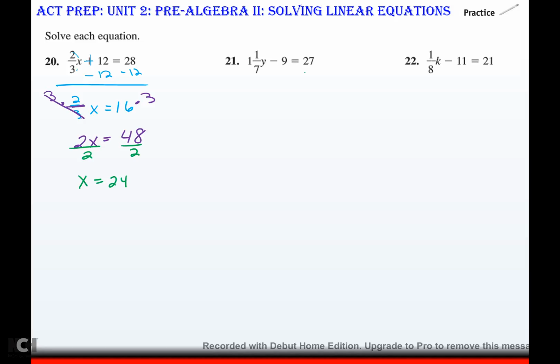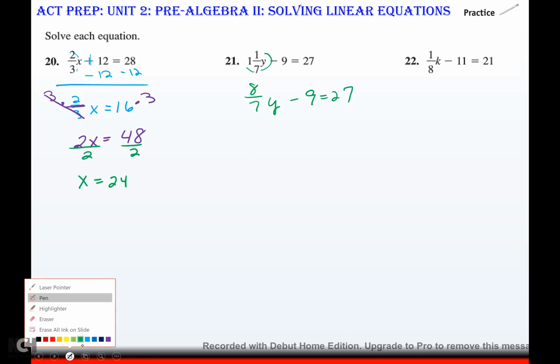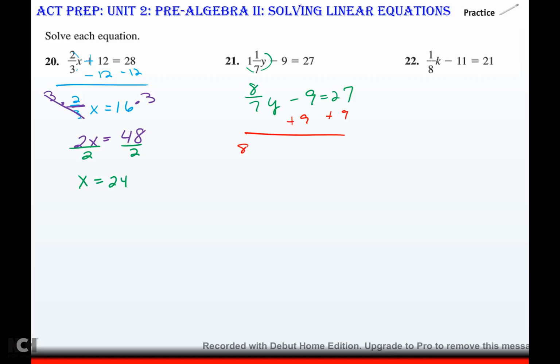Alright, on this one, again, I hate mixed numbers, so I'm going to change it into an improper fraction. 1 times 7 is 7, plus 1 is 8, over 7y. Minus 9 equals 27. Okay, I've got to get rid of the subtraction first, so I'm going to add 9 to both sides. That gives me 8/7 y equals 27 plus 9, which is 36.